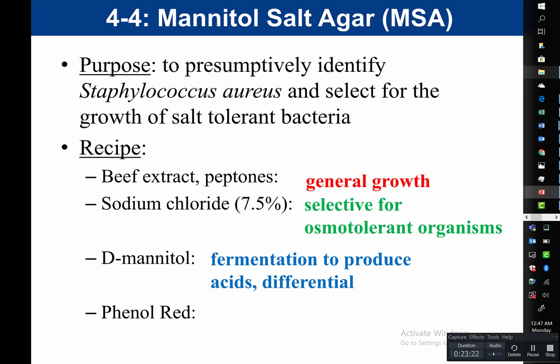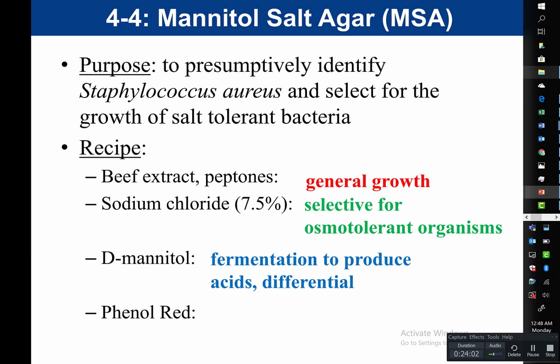So this is in the media as your differential ingredient. And the purpose is that bacteria will ferment it to produce acids. And if the bacteria ferments it, then it's going to produce those acids and therefore would be presumptive Staph aureus, because remember we said that Staph aureus is able to ferment mannitol. Staph epidermidis does not. This is why this ingredient is differential. It's differential because it allows us to differentiate Staph aureus from Staph epidermidis.